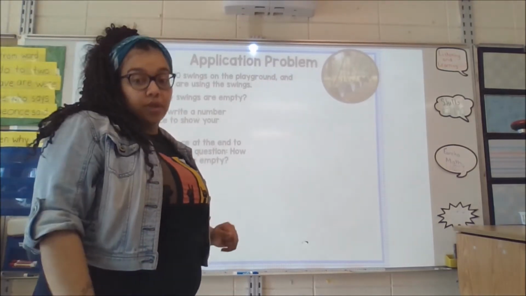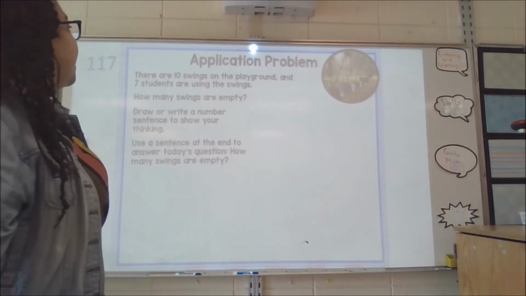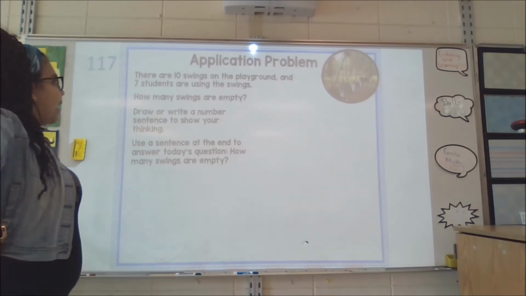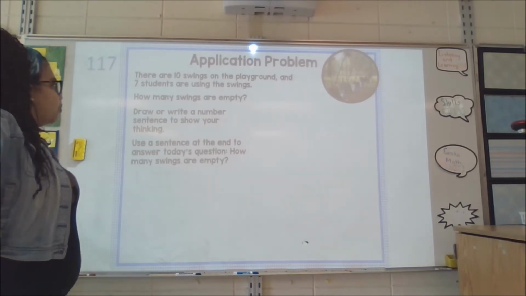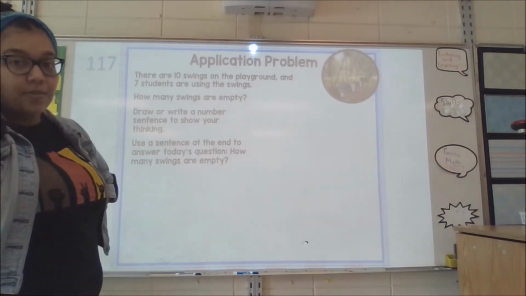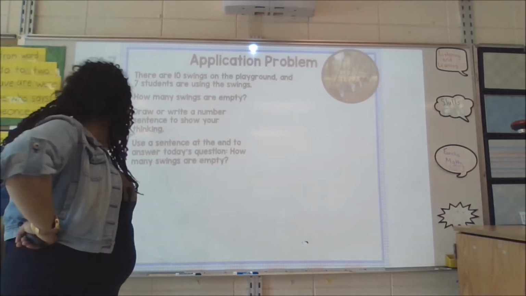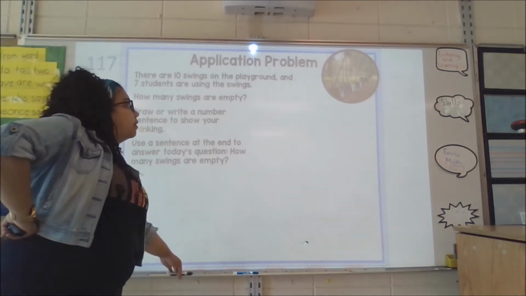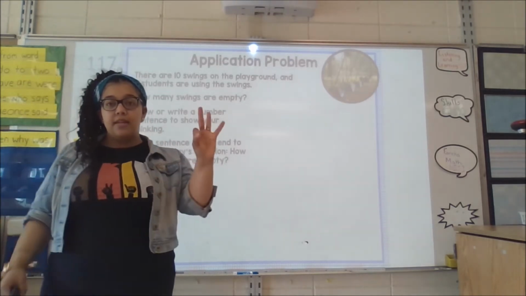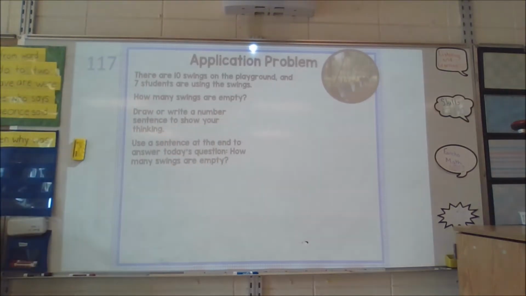So this reads, there are 10 swings on the playground and 7 students are using the swings. How many swings are empty? Draw or write a number sentence to show your thinking. Use a sentence at the end to answer today's question. How many swings are empty? Alright, so it's even prompting us to use a complete sentence answer when we're done. Okay, so like I said before, go ahead and pause and work this out for about 3 minutes and then we'll start up together.